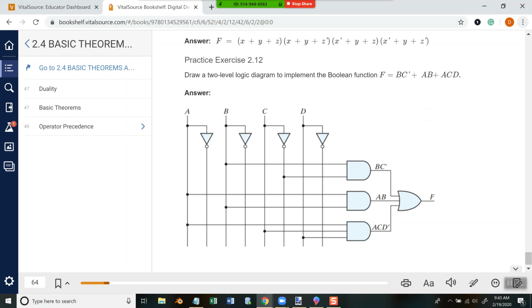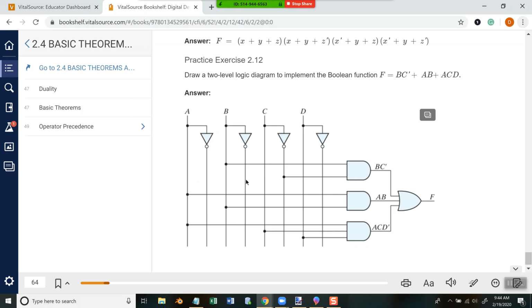Another typo. Wrong in the book too. Sure enough, it's wrong in the book. Well, I'll talk about it anyway. See B C prime here? That matches the B C prime here. Okay. The AB that's there matches the AB that's here. Okay, we're so good. ACD does not match the ACD prime they put here, so they put an extra prime on this.